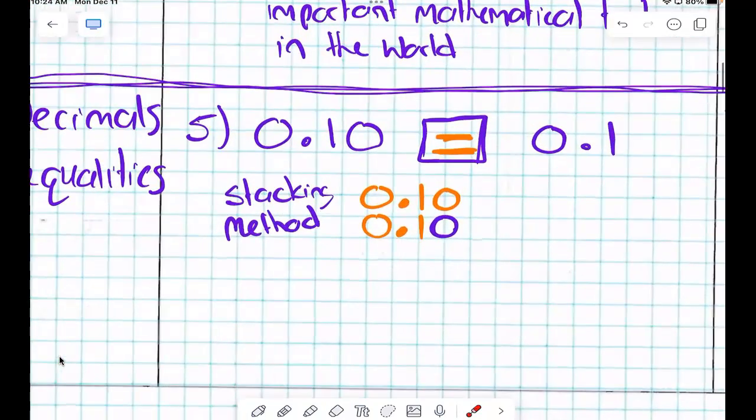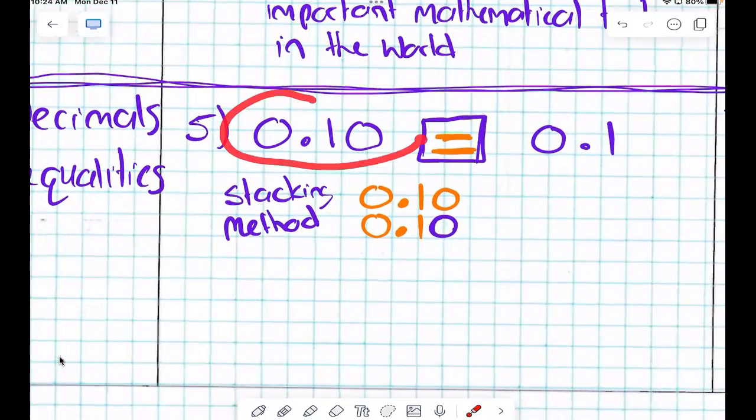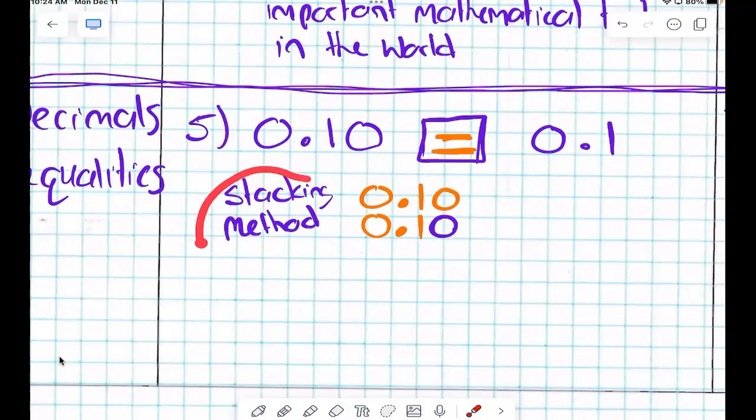Decimals and inequalities. We were comparing these two numbers. We're comparing those two numbers, yes? We're going to take those two numbers and we're going to do what with them? We're going to stack them.